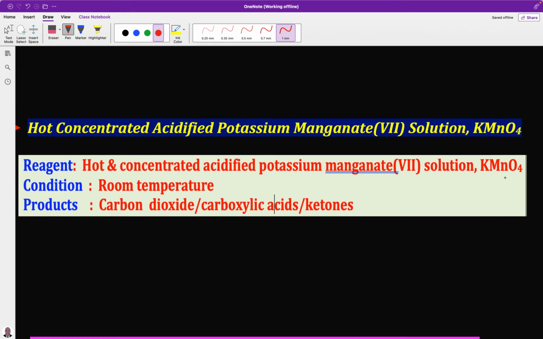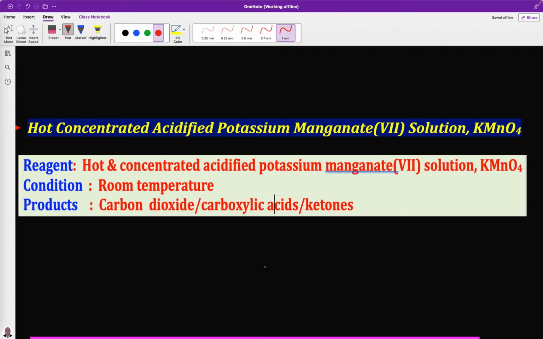When an alkene is reacted with hot and concentrated acidified potassium manganate solution, under this harsh condition, the double bond in the alkene will break. And the purple color is also decolorized.